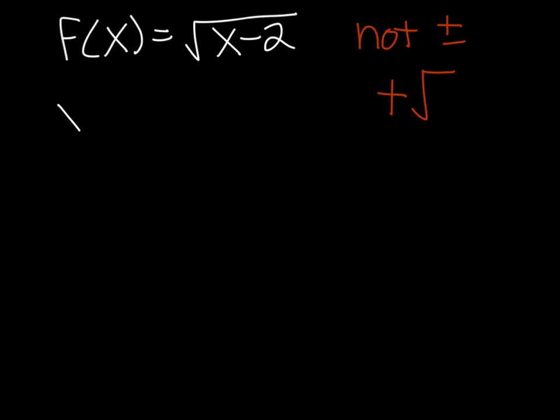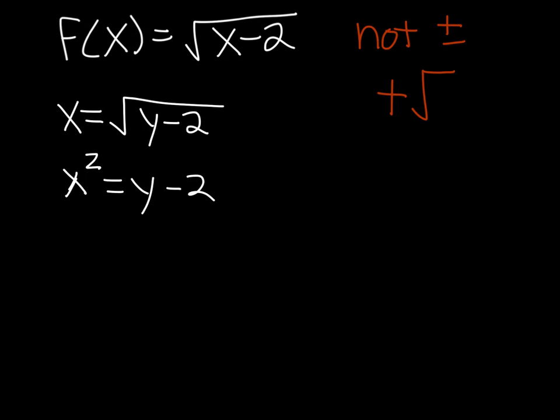So to find the inverse, we'll say x equals the square root of y minus 2. The first thing we need to do is get rid of the square root, so we're going to square both sides of the equation. X squared equals y minus 2. And then to get y by itself, we can add 2.